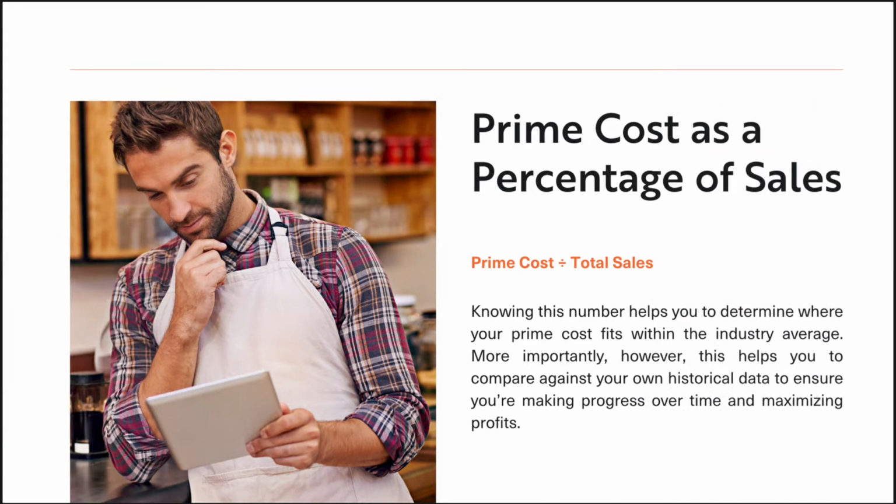Prime cost as a percentage of sales is a number that helps you determine where your prime costs fits within the restaurant industry average. More importantly, however, this helps you to compare against your own historical data to ensure you're making progress over time and maximizing profits. Prime cost as a percentage of sales is simply your prime costs divided by your total sales.